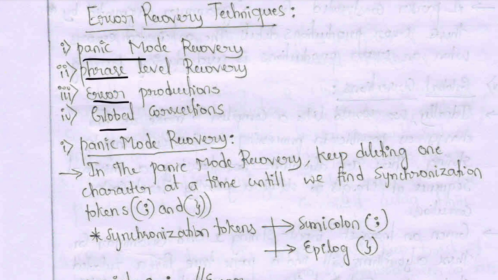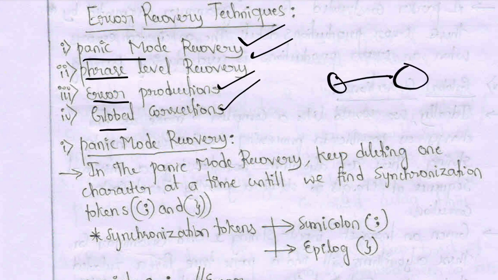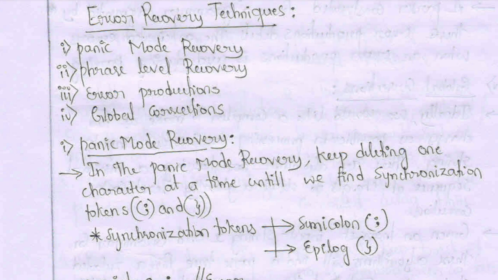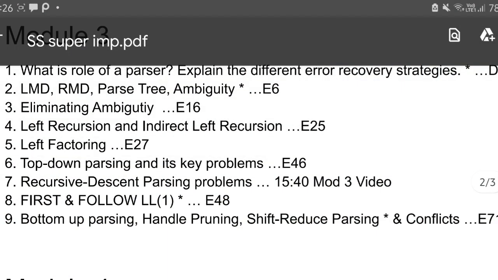To give you a brief overview, panic mode is just the recovery of a single character. Phrase level recovery is the recovery of the whole phrase. Error productions are like, if the error happens, what is the production that is to be used to resolve the error, that will be defined. And global correction means there will be some global variables and functions defined, so that whenever an error happens, they will be called and the error will be resolved via those functions. Okay, those are the error recovery techniques. So that was one of the theory questions.